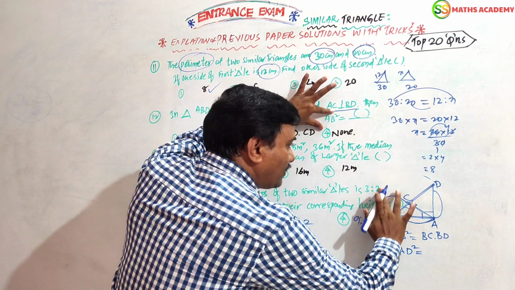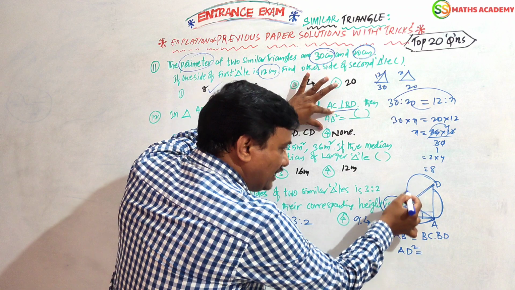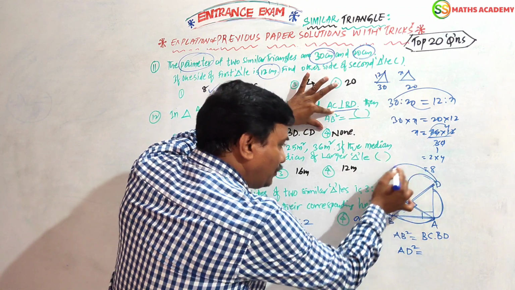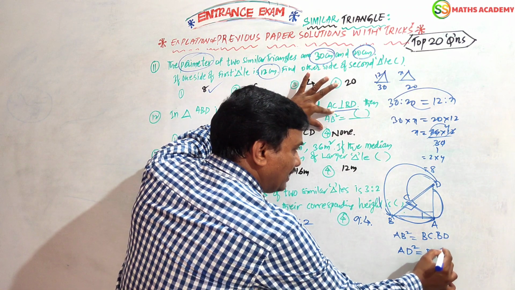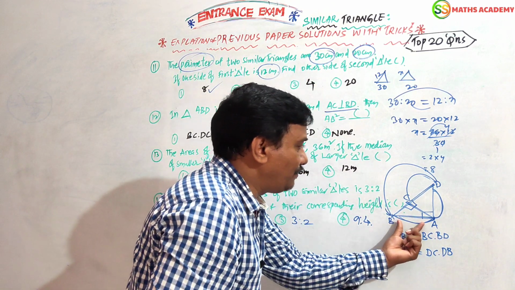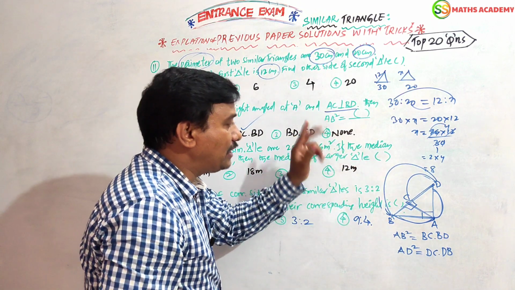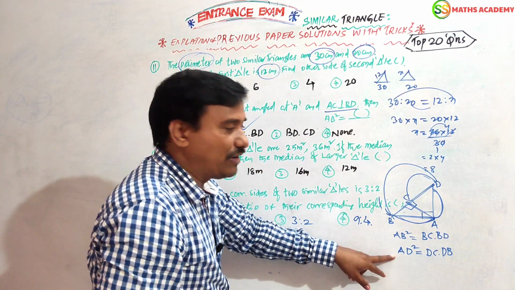Here they are asking AD square. You can start with the D: DC into DB. Here AB square means we have done BC into BD. Clear. Sometimes in the place of AB they are asking, suppose, AD square.